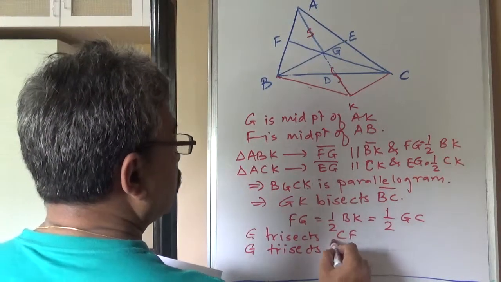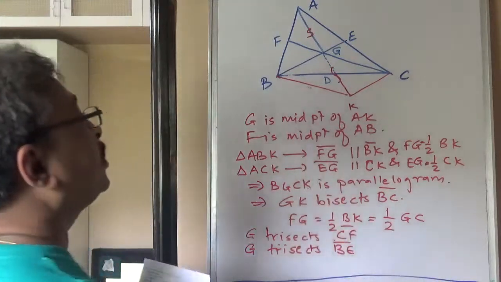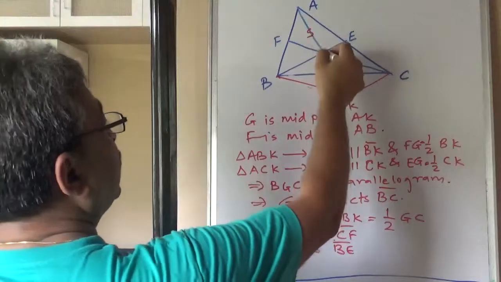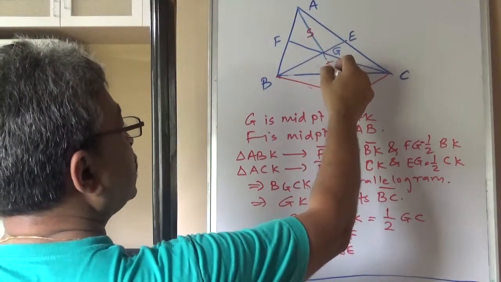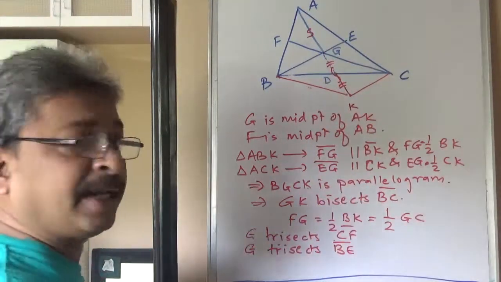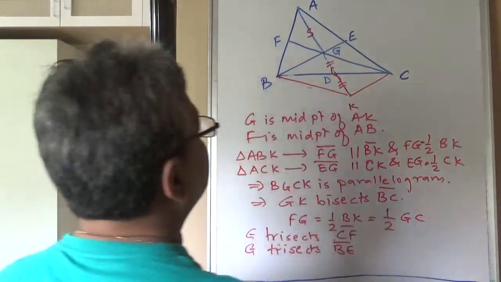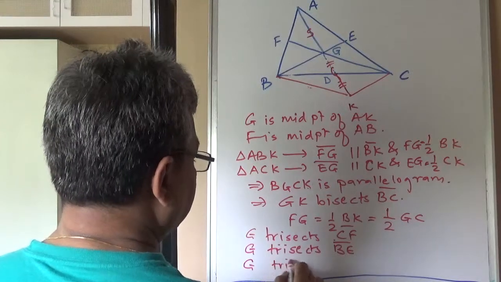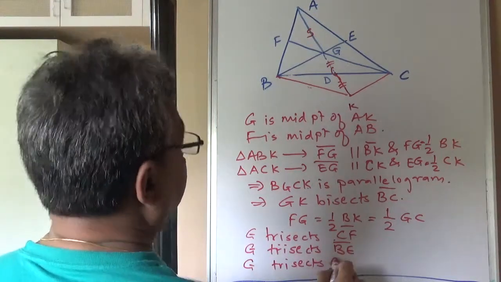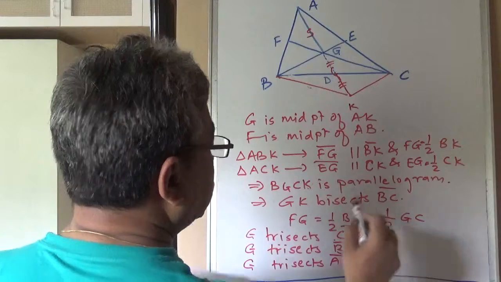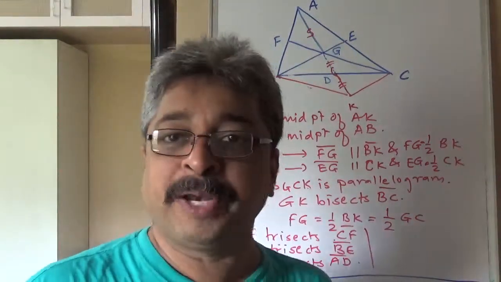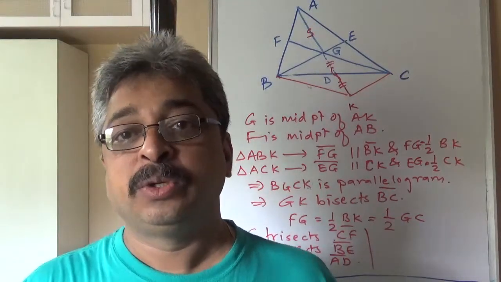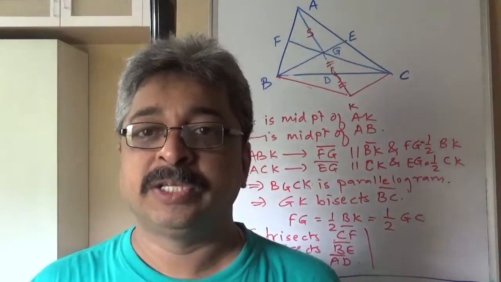So the point of intersection is a trisection point of the two medians, and it is easy to prove that GD is half of DK because BC also bisects GK. Therefore, G trisects AD. So G is a point which is called the centroid of the triangle, which divides the median in the ratio 2:1, 2 towards the vertex, 1 towards the side.